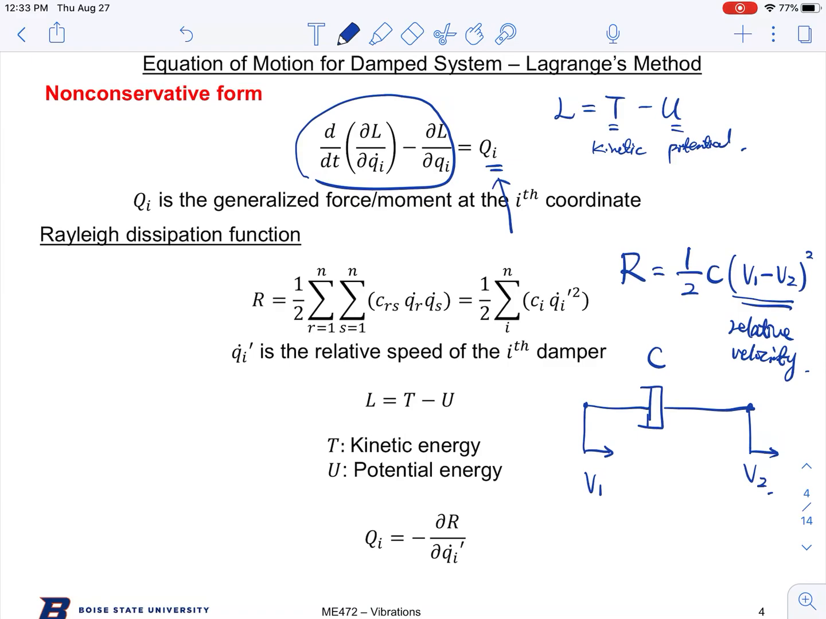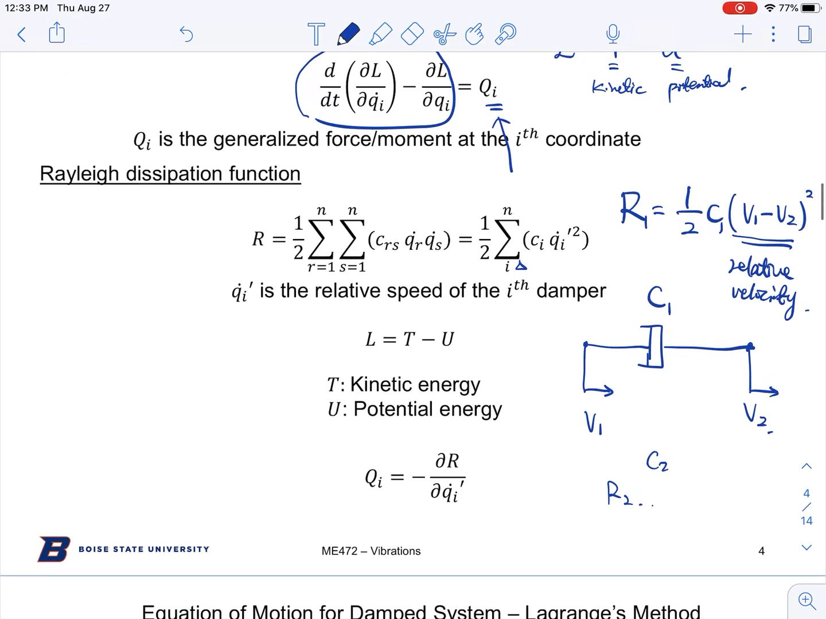If you have more than one damper in your system, you just lump them together. Let's say this is your damper number 1, and if you have damper number 2, you find R2. No matter how many dampers you have, you sum these R functions together, which is why we have a summation symbol here. Then you find your total Rayleigh dissipation function. Once you have R, to find your Qi you just need to calculate one more partial derivative. I think I had a mistake here. This is to be your Qi.